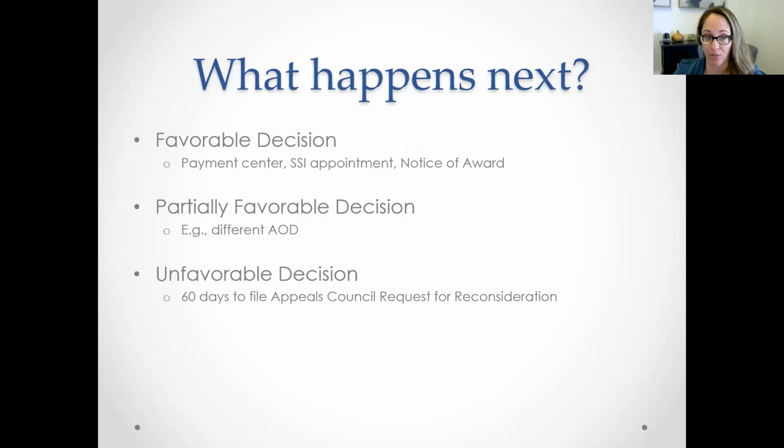You might get a fully favorable decision. If you get a fully favorable decision, that means that the judge agrees that you're disabled all the way back to when you said you were disabled. That means it's 100% favorable to you. It'll get sent also to the local office and the payment center, and they will process a notice of award spelling out how much your monthly benefit is, how much back pay is.